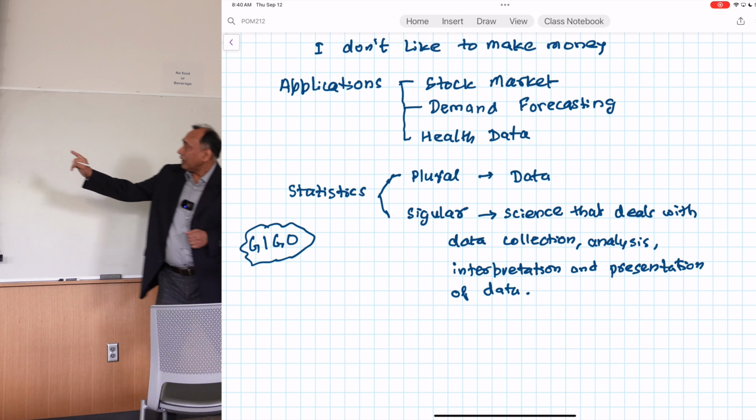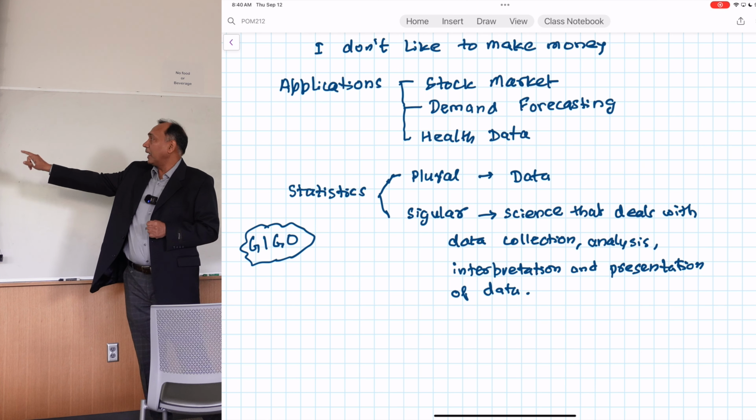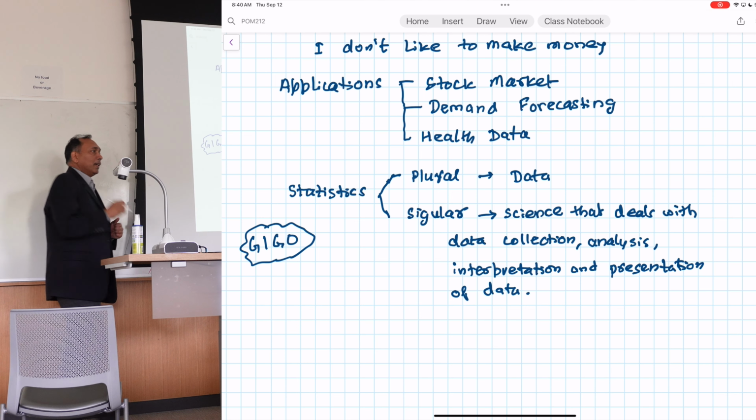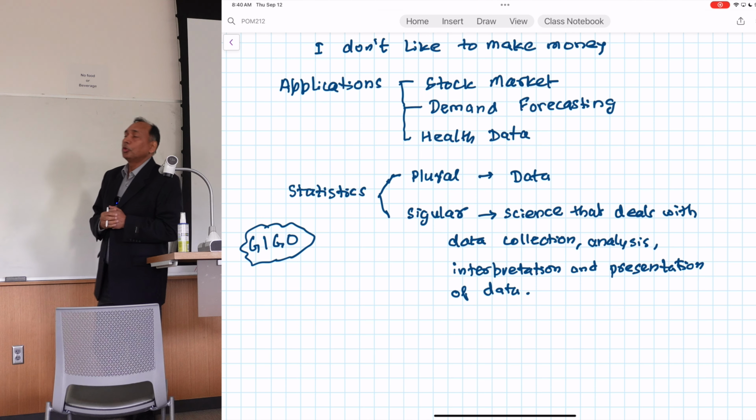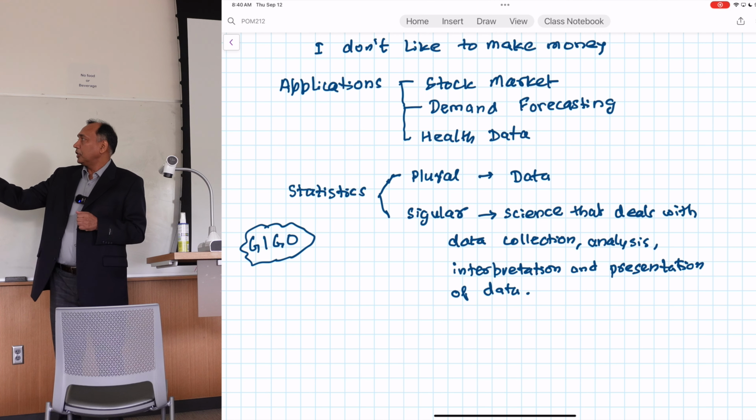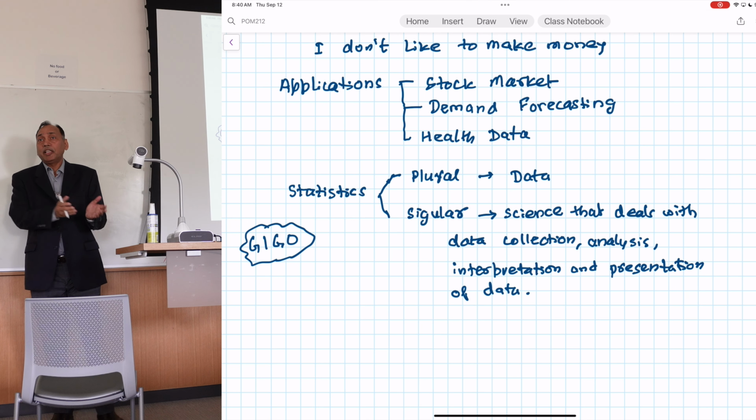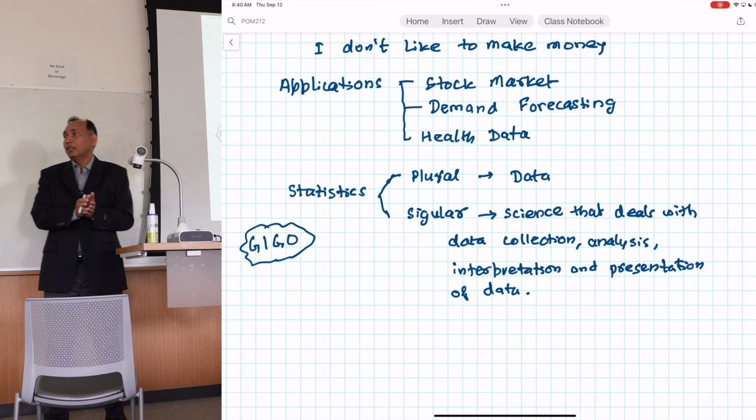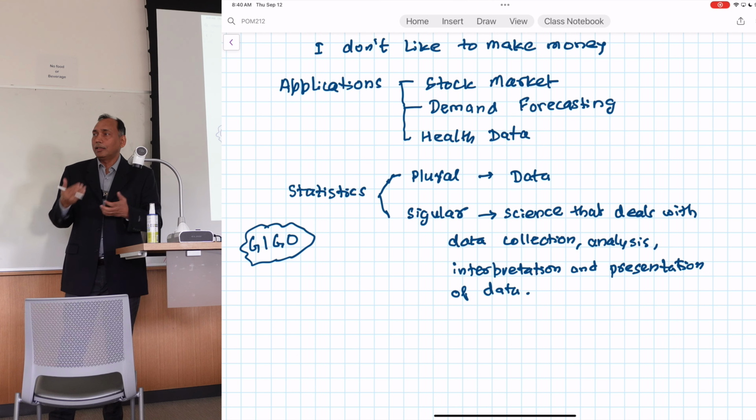So data may be collected. If it is good, you have to carry out proper analysis and use the right methods, right tools, and only then you get the best outcome. If you have done good data collection, you have done good analysis, but if interpretation is incorrect, the data says something and then people start misusing it, because that happens a lot.